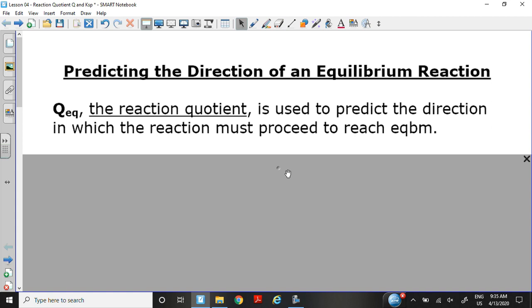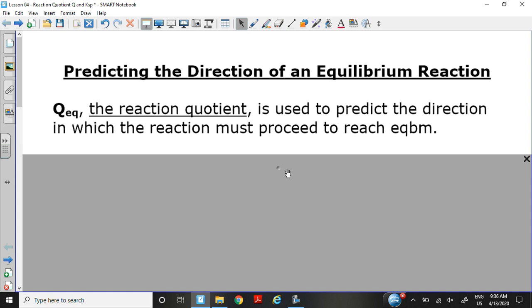So let's say you put some of your reactants and products all together in a system and an equilibrium sets up. Which way is it going to shift? Is it going to go forwards? Is it going to go reversed? Is it going to shift at all? Those are some things we'll look at with the reaction quotient.